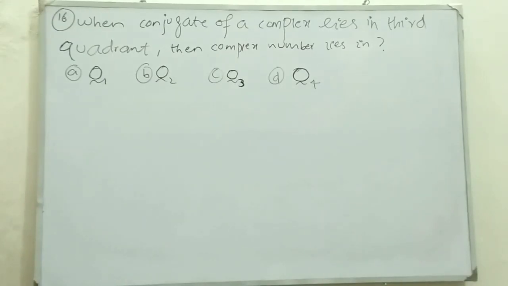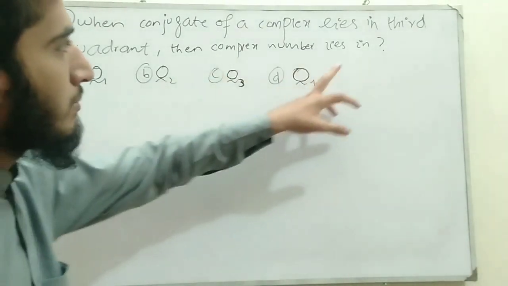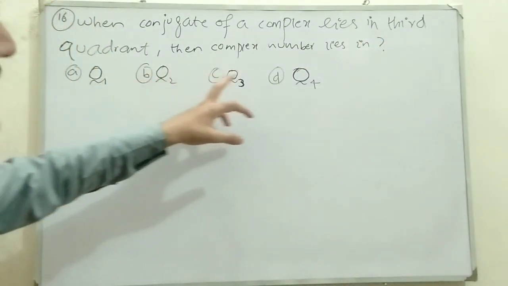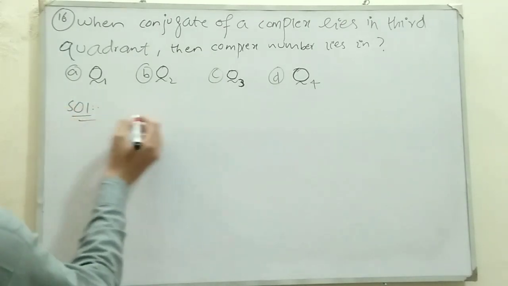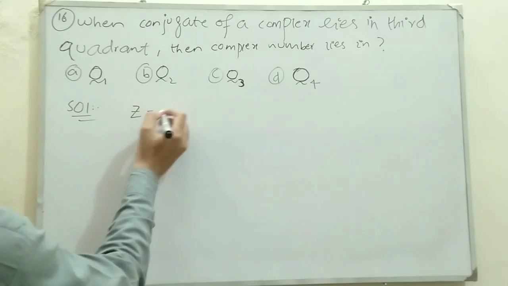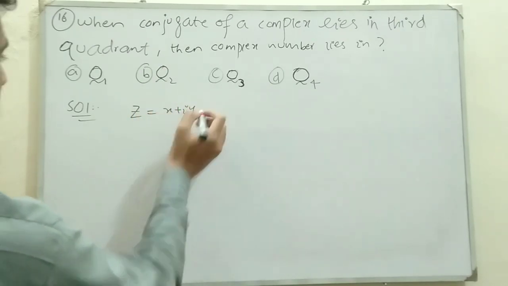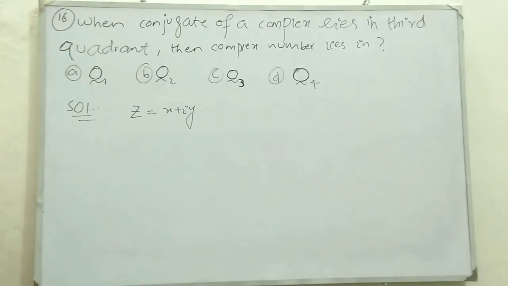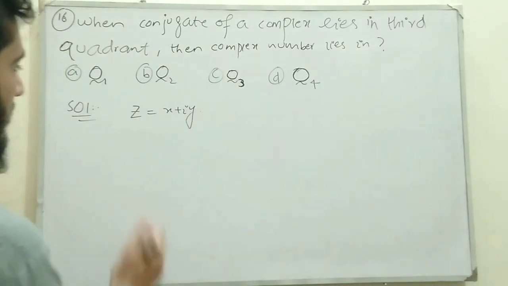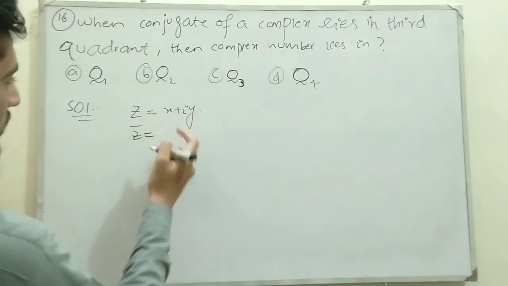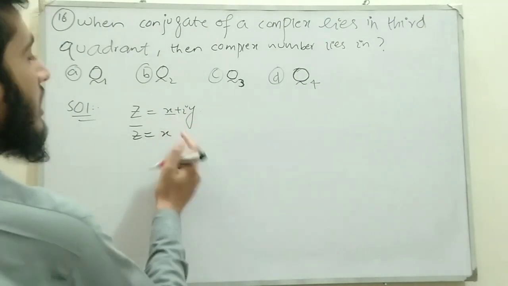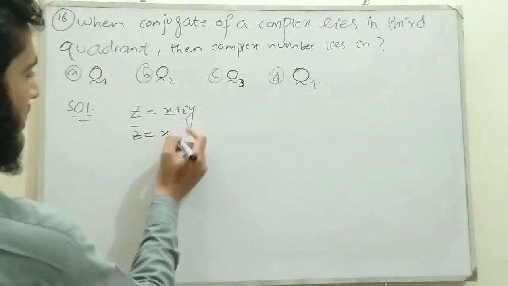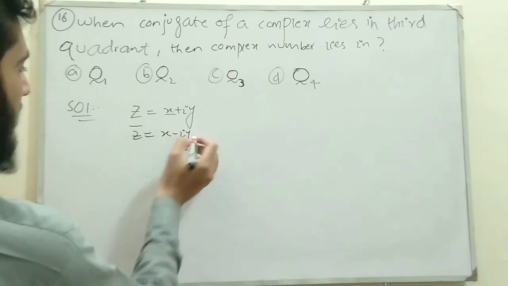Now move toward MCQ number 16. It tells that when the conjugate of a complex number lies in the third quadrant, then the complex number will lie in which quadrant. So move towards the solution of this problem. Let's suppose we have a complex number represented by z is equal to x plus iota y. So remember, in the conjugate the iota sign changes while the real number sign doesn't change. x is real, so its sign doesn't change, while the sign of the imaginary part changes, so it becomes minus iota y. So this is the conjugate.